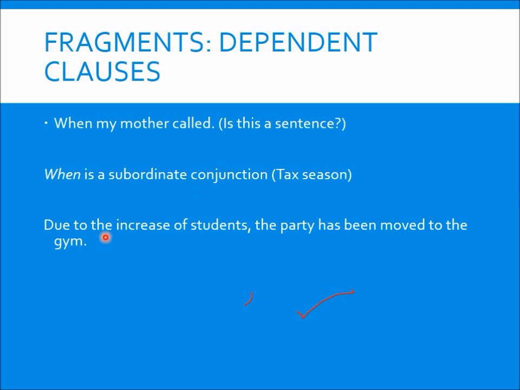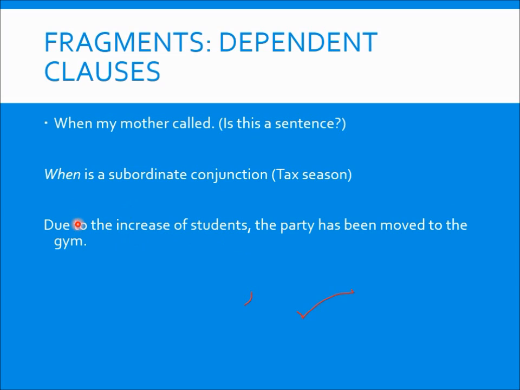Now, look at another example. Due to the increase of students, the party has been moved to the gym. Now, here is your subordinate conjunction right here. Due to. That would be on your back wall. So once we start with this, we know we cannot go to a period, but we can move right here to this comma.